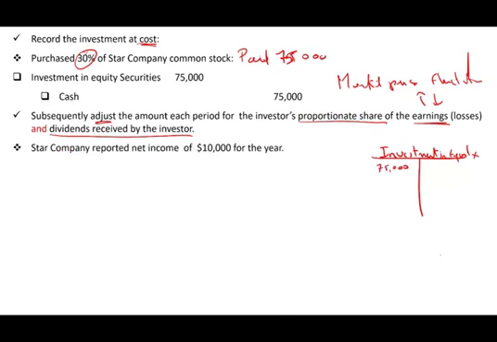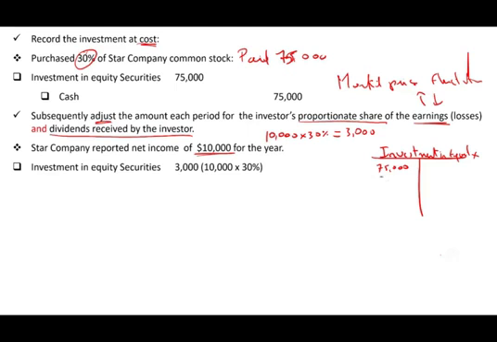So let's assume Star Company reported net income of $10,000 for the year. Well, the company, your subsidiary, made $10,000. Well, if that's $10,000 for the whole company, you technically earned 30% of that, which is $3,000. Now you're going to adjust your investment for the proportionate share of the earnings. Well, what's your earning? Proportionate share, $3,000. So you're going to increase your investment. You're going to debit investment, $3,000, to increase your investment. And you're going to credit an account called revenue from equity investment. Basically, this is revenue for you. Okay? Revenue or earnings from equity investment. So as the company reports net earnings or net loss, if you have a net loss, your investment will go down. But here we're assuming you have net earnings.